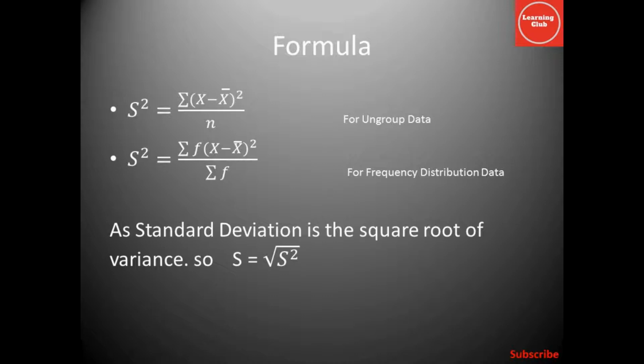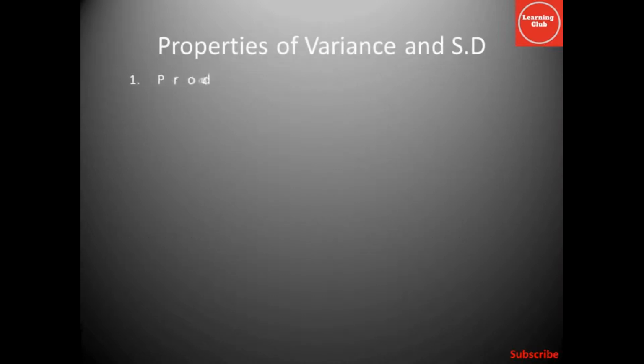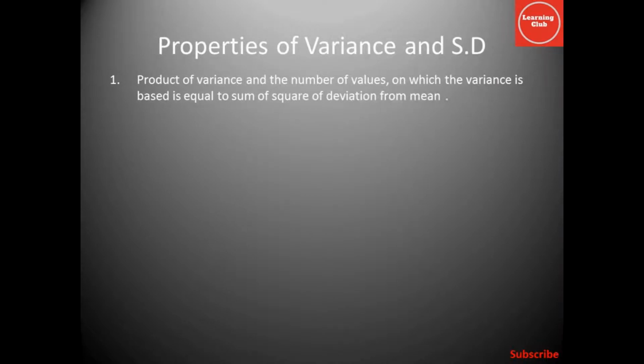Now we will discuss the properties of variance and standard deviation. Number one property: as we are considering variance as the base of standard deviation, the product of variance and the number of values on which the variance is based is equal to the sum of squared deviations from the mean. The second property is, if we have n values of a variable x1, x2 up to xn, then variance S square should be greater than or equal to 0. In other terms, it should be non-negative.